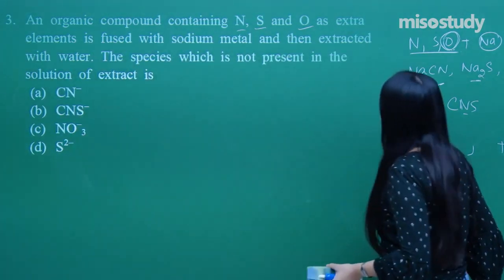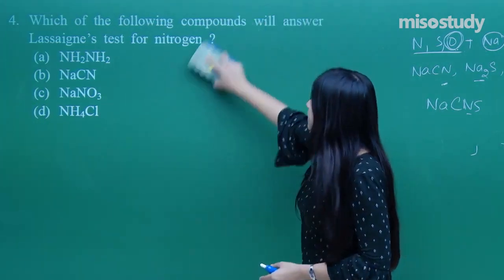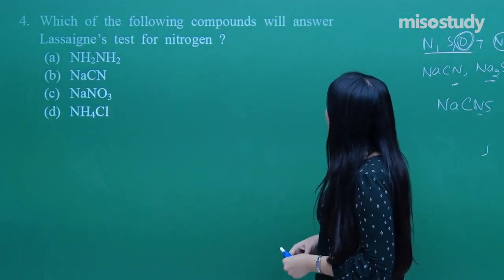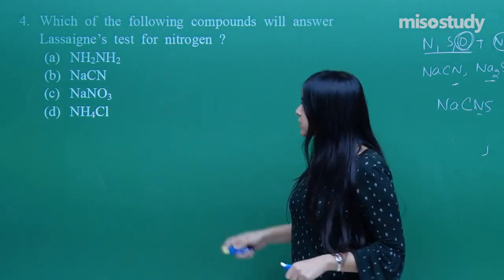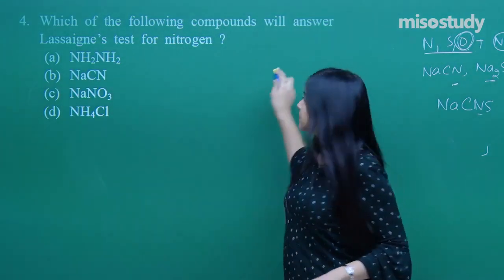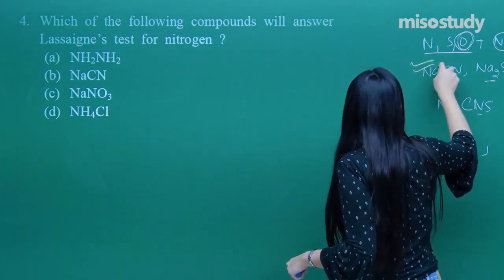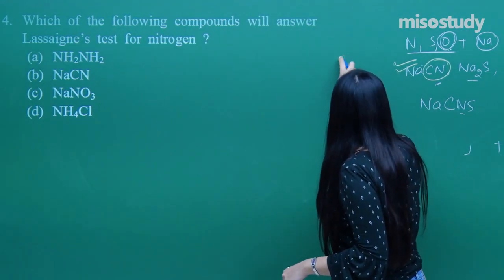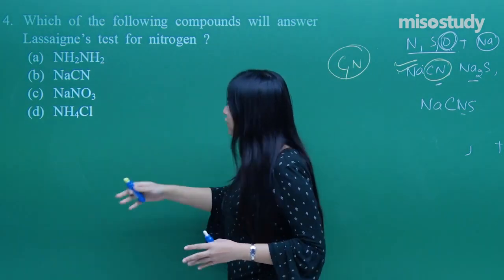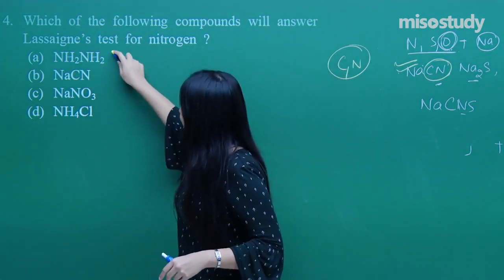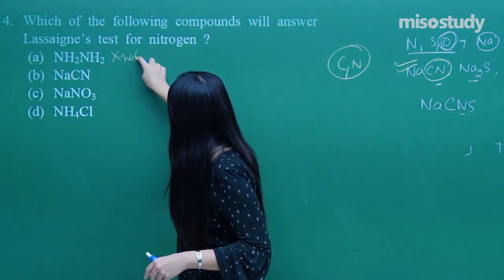Now, the next question. Which of the following compounds will answer the Lassaigne test for nitrogen? So, Lassaigne test for nitrogen will be having this particular compound, that is cyanide. So, it must be having C and N for the test, right? So, let us just check out the options. It does not have any C, right?